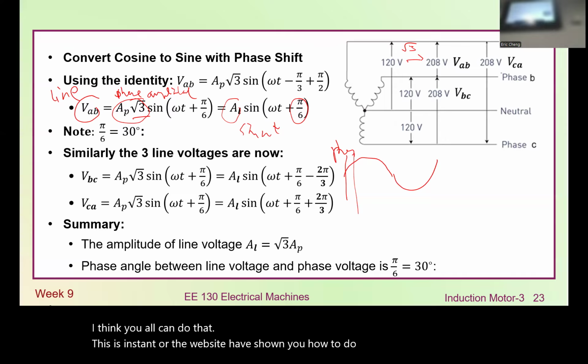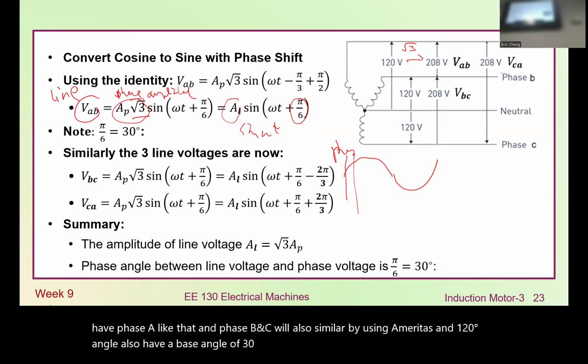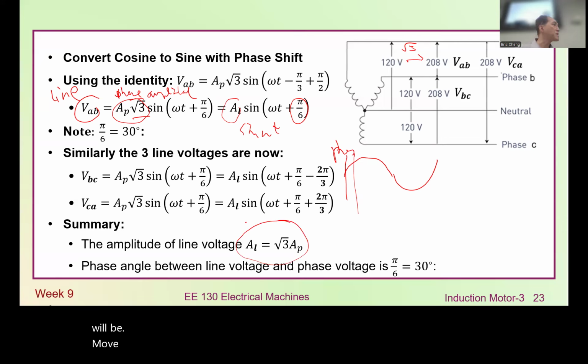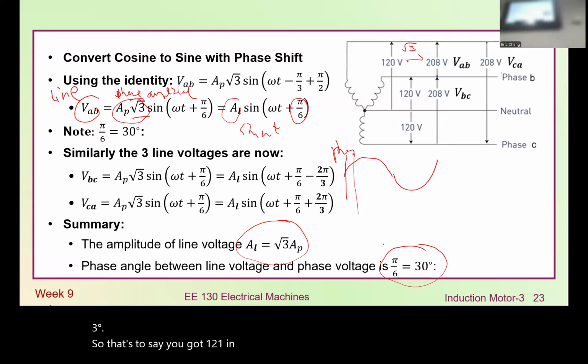Similarly, when you have phase A like that, phase B and C will be similar, but using another 120 degree angle, and also have a phase angle of 30 degrees between them. So we can directly use a trigonometric function identity to prove that. The key thing we observe here is the root-3 relationship between phase and line voltage, and also we have 30 degrees between them. So that's to say, you have 120 volt here, but if your house is supplied by 3-phase, that would be 208 volt, roughly.